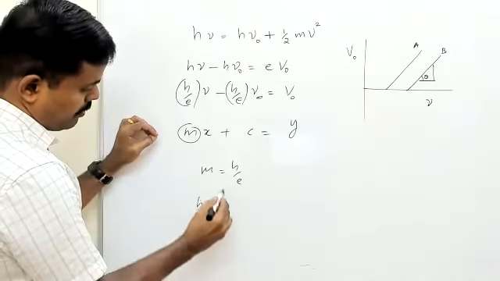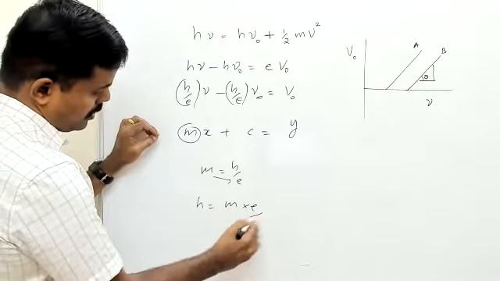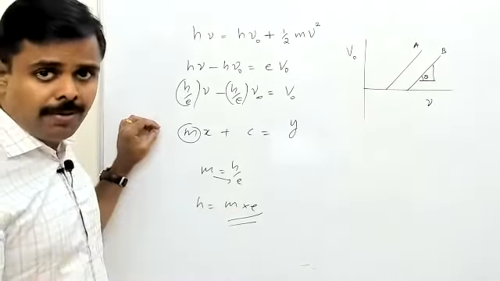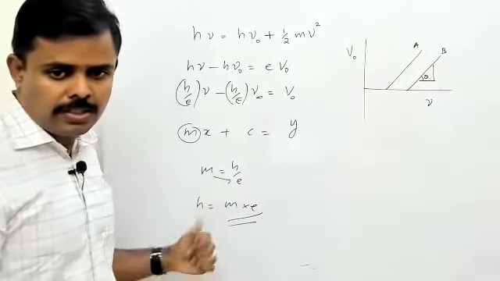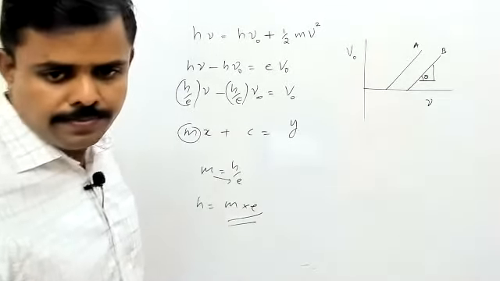So Planck's constant will be what? Cross multiply: m into e. In the question we did, that was m into e by c, but here it is with the nu. So h is equal to m into e. Did you understand this?